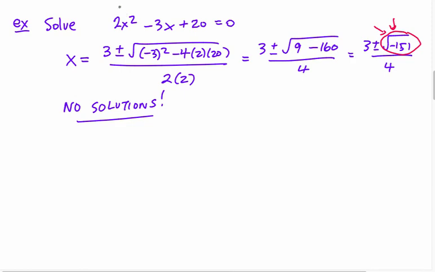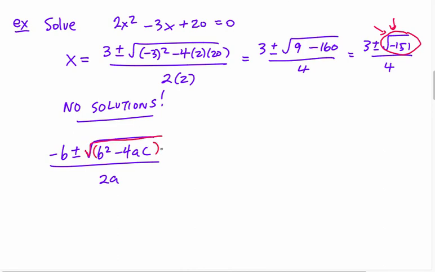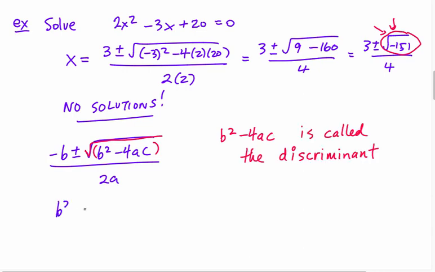Now, it turns out that in our quadratic formula, negative b plus or minus the square root of b squared minus 4ac all over 2a, there's a very important part, which is this piece right in here, this b squared minus 4ac. It's so important it has its own name. It's called the discriminant. And if that discriminant is negative, if what you get inside the square root is less than 0, there's a problem, and we get no solutions.